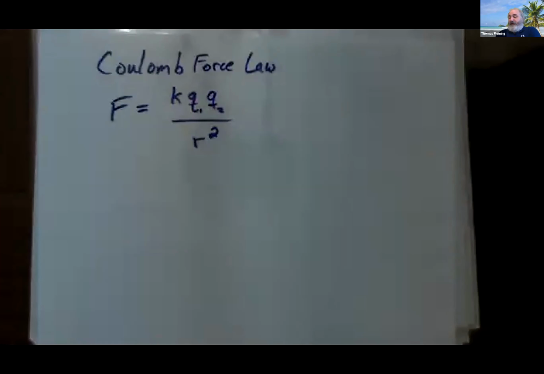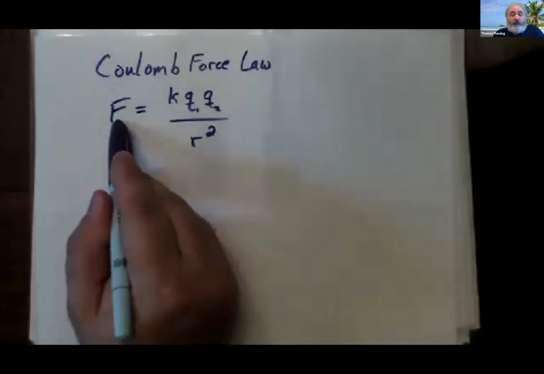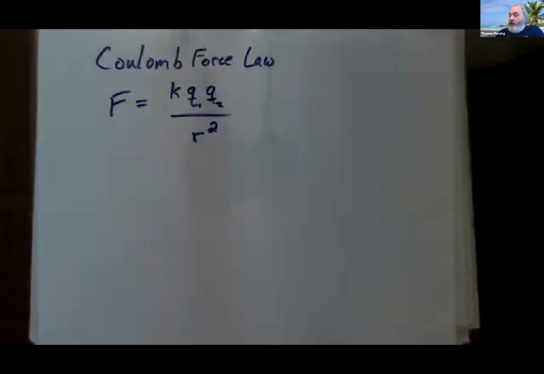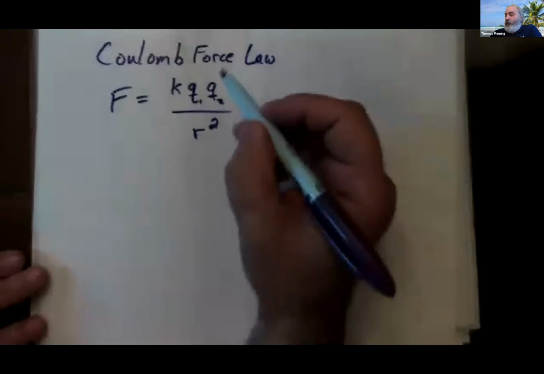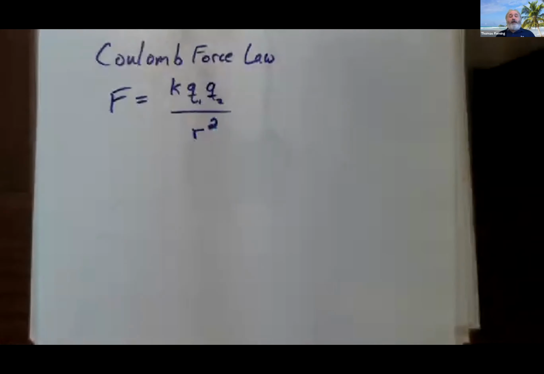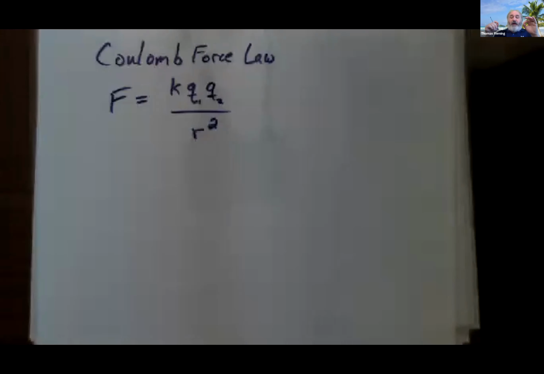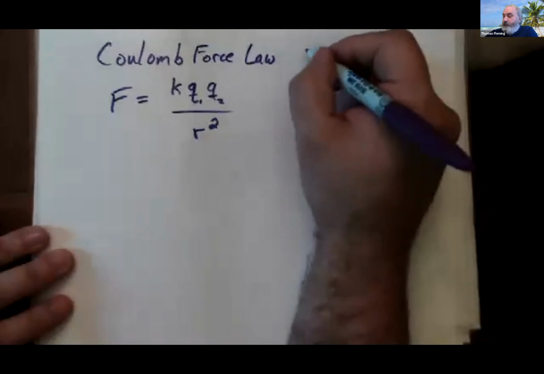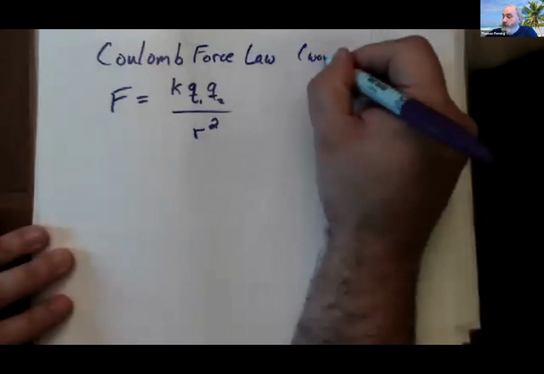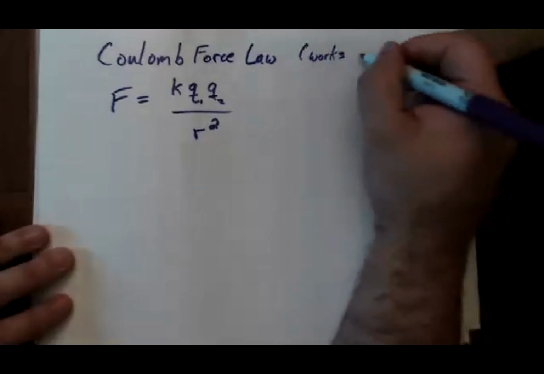Now, obviously F is the force that the two charges are going to feel. And in these expressions, when you see the letter Q, you're going to start to learn to associate the letter Q with charge. Q always means charge. So Q1 and Q2 are the amount of charge of the two objects in question. And I should point out this specifically only works for point charges. It only works for what? For point charges.